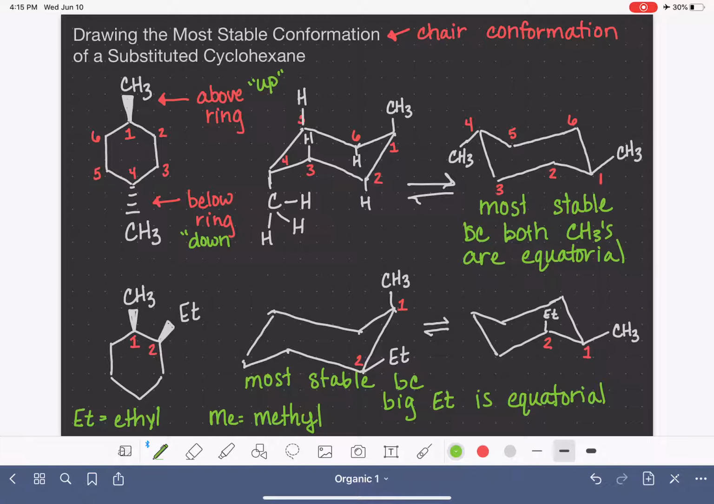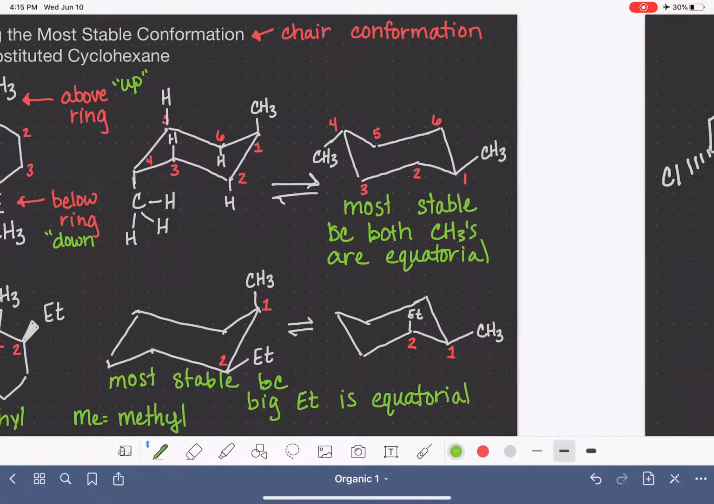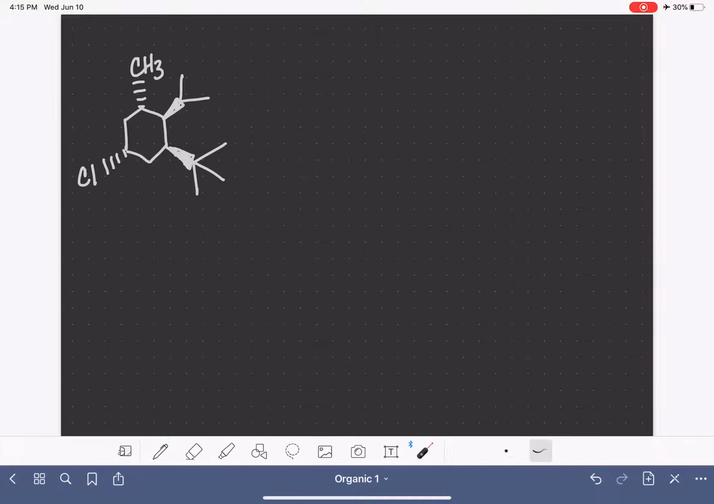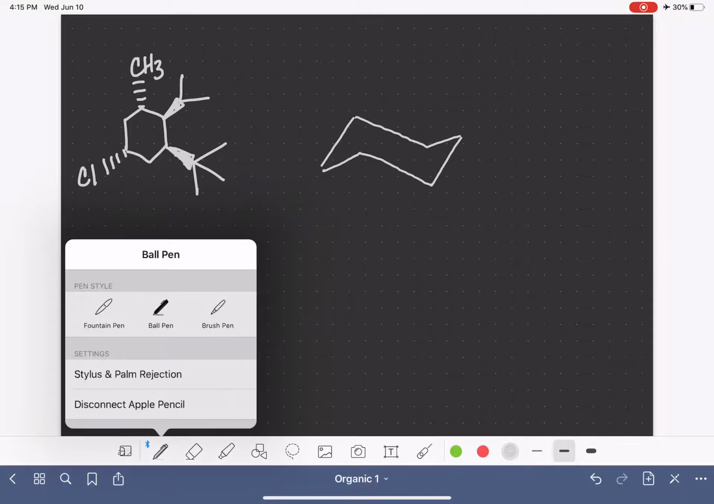Okay, so now let's look at one more example. Now this particular cyclohexane has got 4 substituents on it. And again, our job is going to be to draw the most stable conformation. Now this time we're going to do this a little bit faster. So we're going to try to avoid having to draw the ring flip. We're going to try to get it right on the first try.